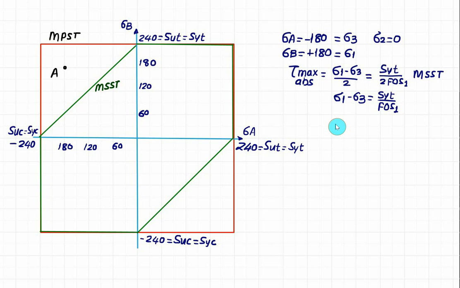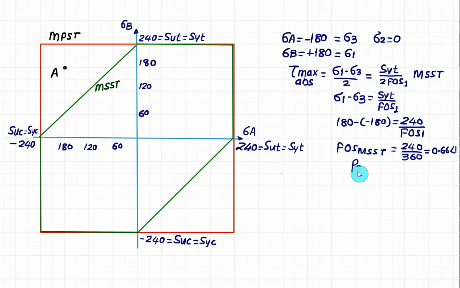We have sigma 1 equal to plus 180, and minus sigma 3 equal to plus 180 as well, and SYT equal to 240 divided by the factor of safety for MSST. The factor of safety for MSST is equal to 240 divided by 360, which is 0.666, less than 1, and therefore the part will fail.